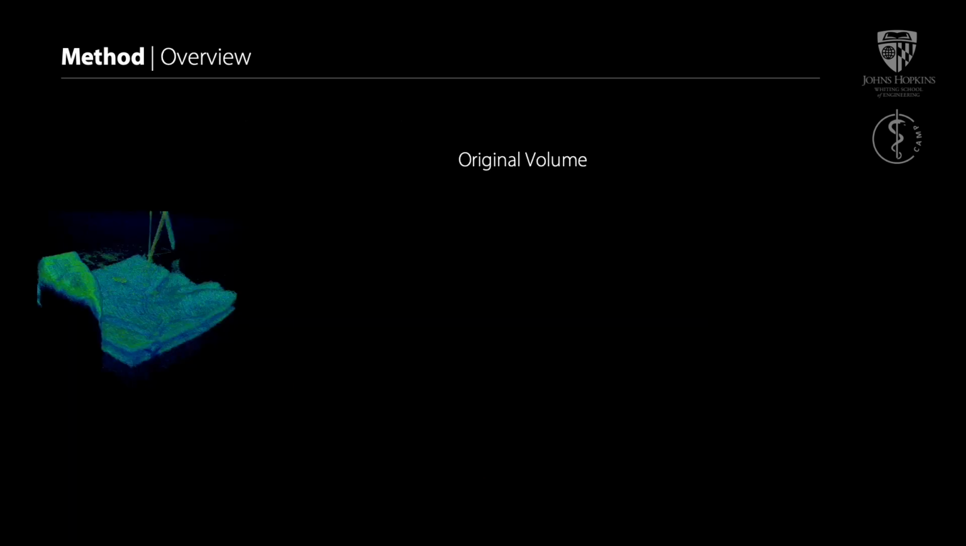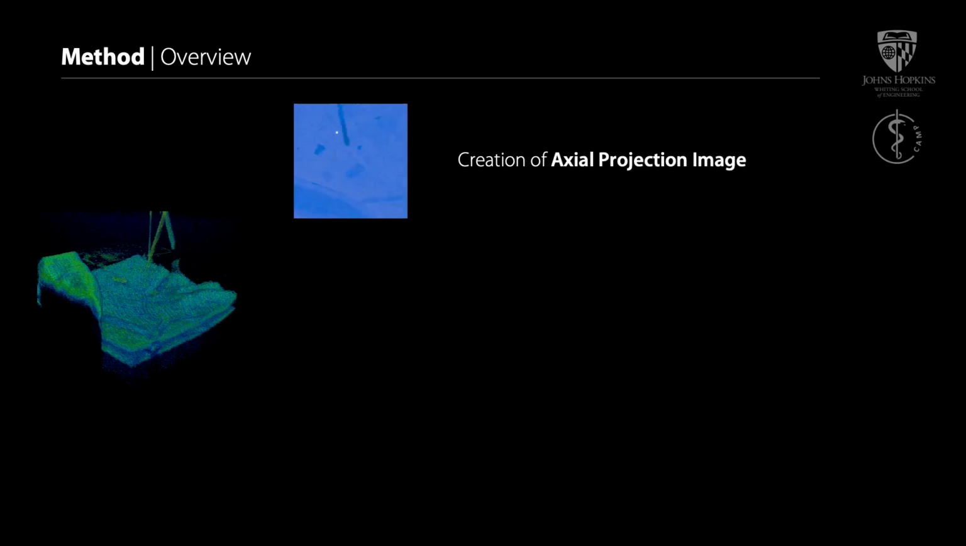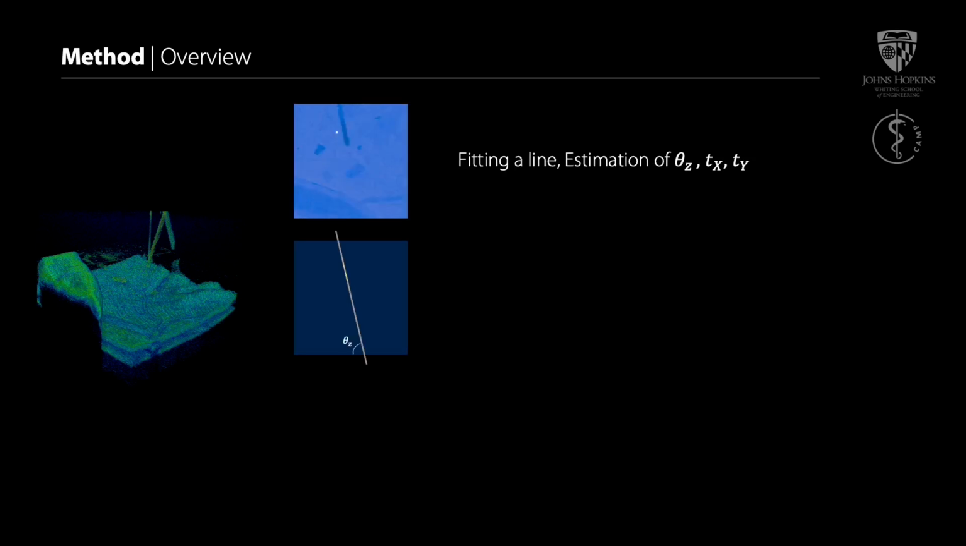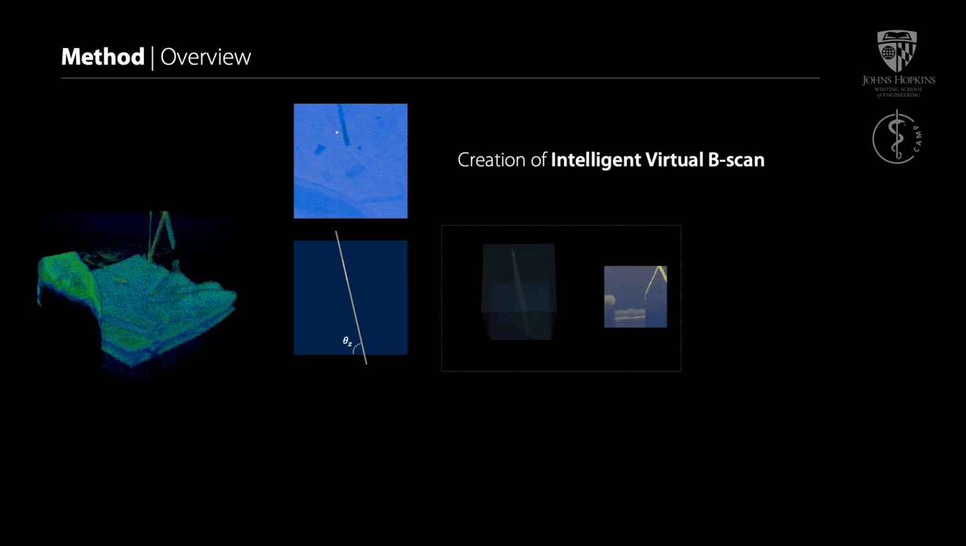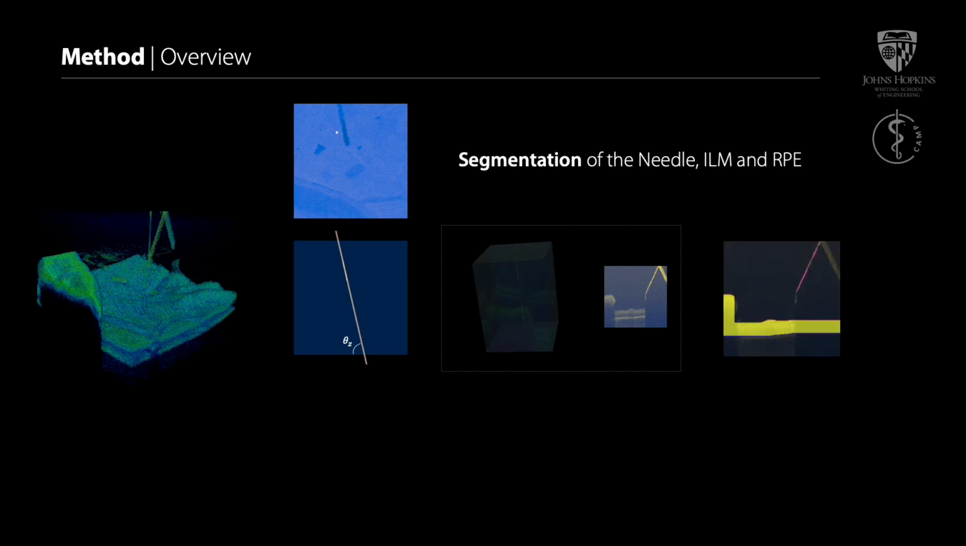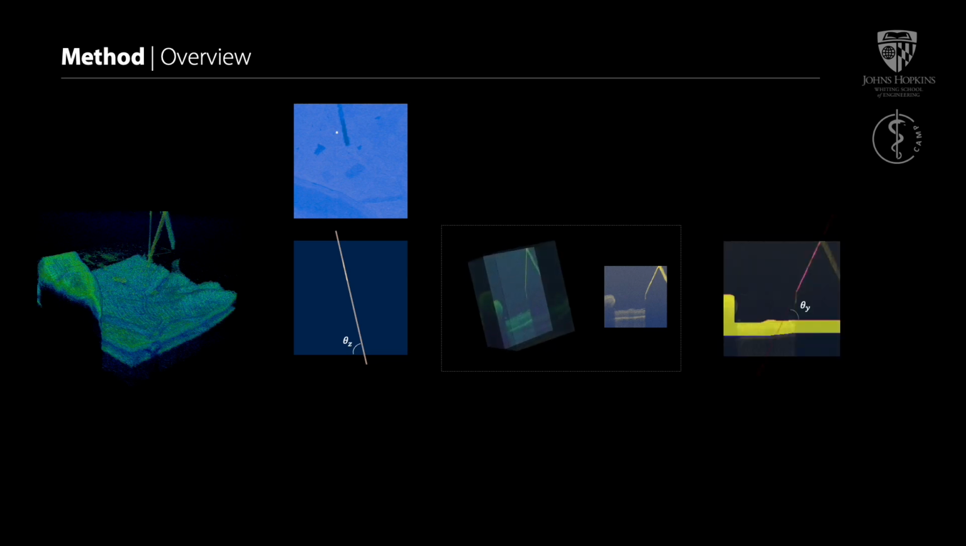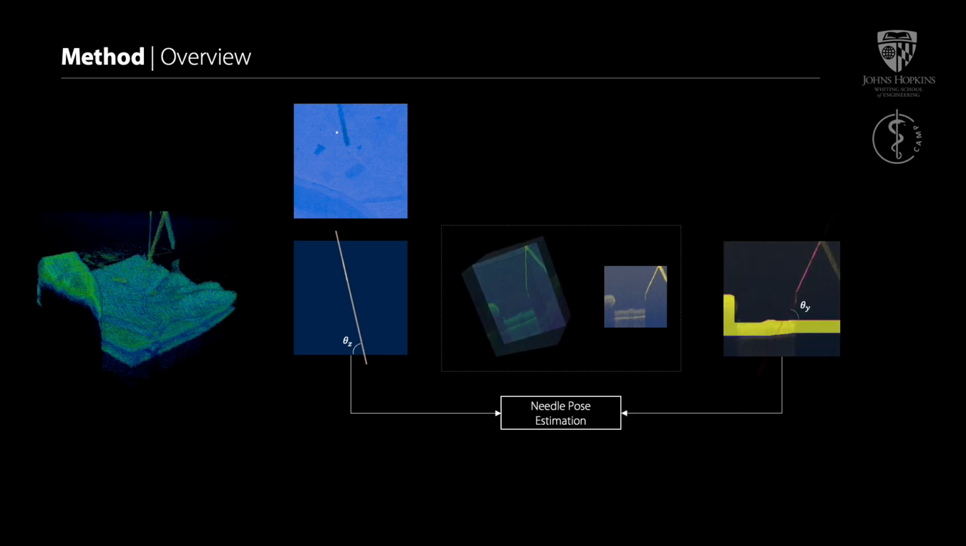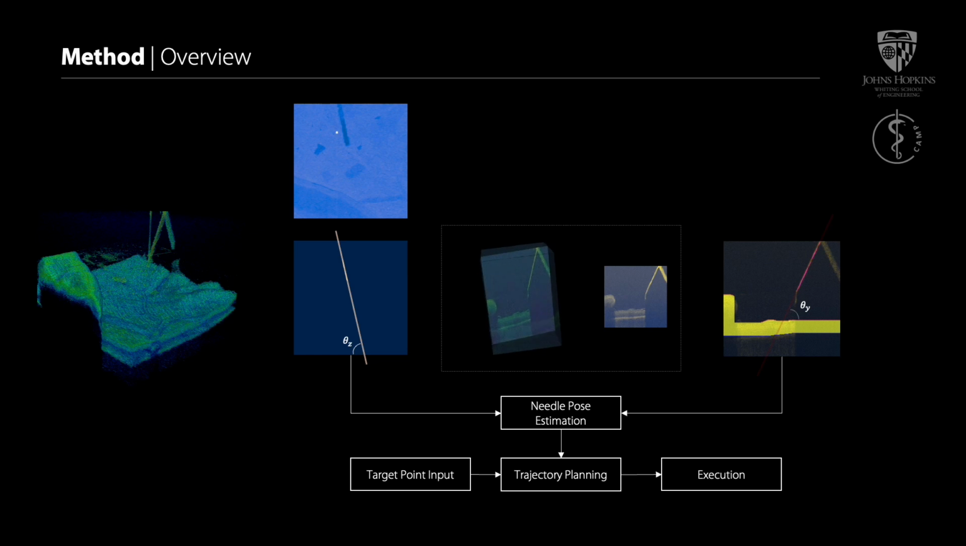To summarize, the approach for the needle pose estimation would be as follows: creation of the axial projection image, segmentation of the needle shadow, fitting a line, estimation of the line parameters, extracting the virtual plane, segmentation of the plane, extracting the remaining parameters, and finally doing the needle pose estimation. We then receive a target point as an input, we do the trajectory planning, and then we execute.